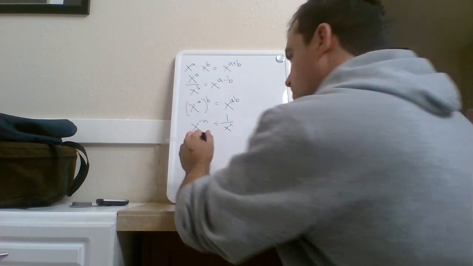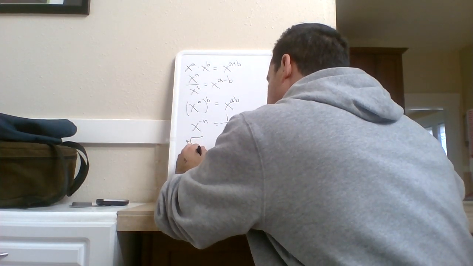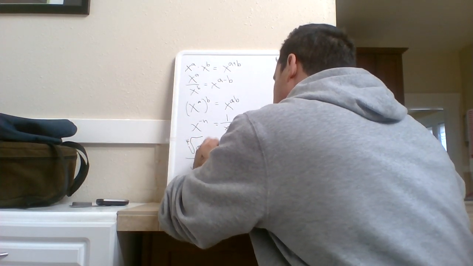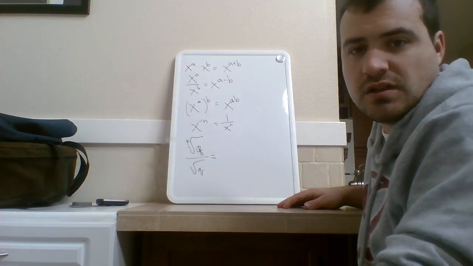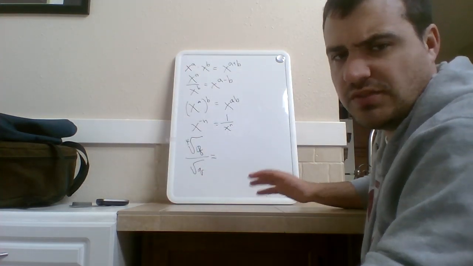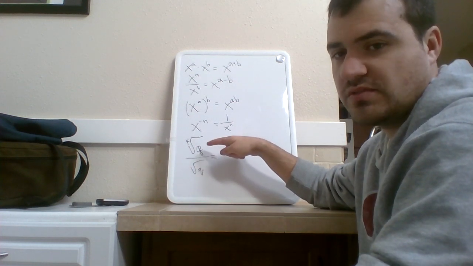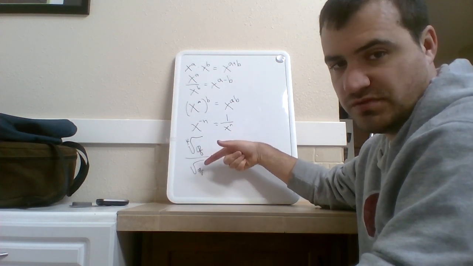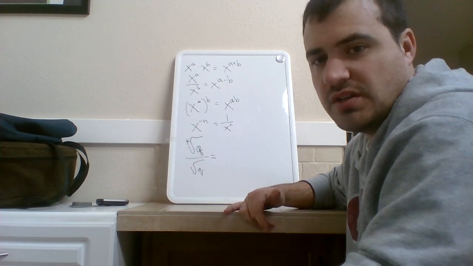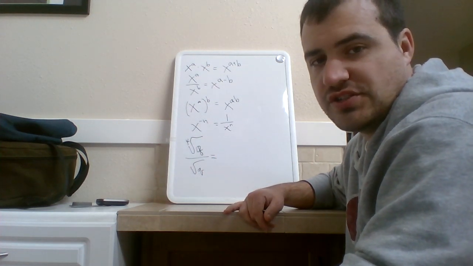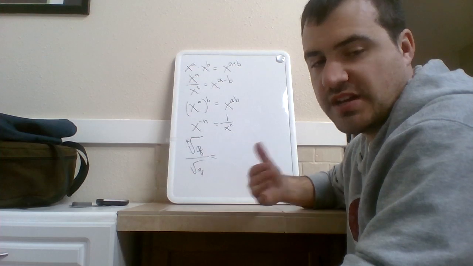Divided by the square root of q. All right, so again, as we learned last week, you might think that we can put both of these under the root, but we can't because they're different roots. Okay. So what we're going to do first is rewrite each of them with an exponent.